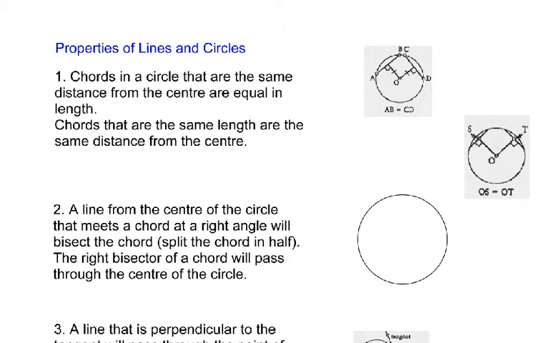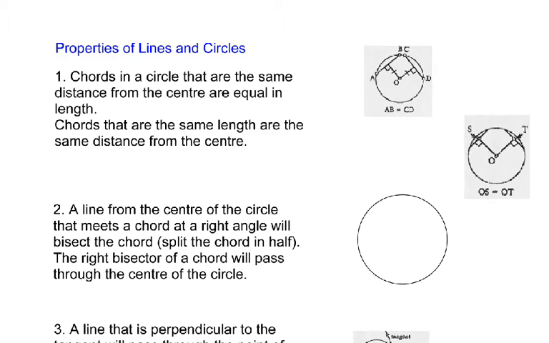Today what we'll be working on is properties of lines and circles. You recall that we talked about chords and radius and segments and various things that dealt with circles. The first property we'll deal with is chords and their distance from the center of the circle. For chords, there are two statements that focus on that.